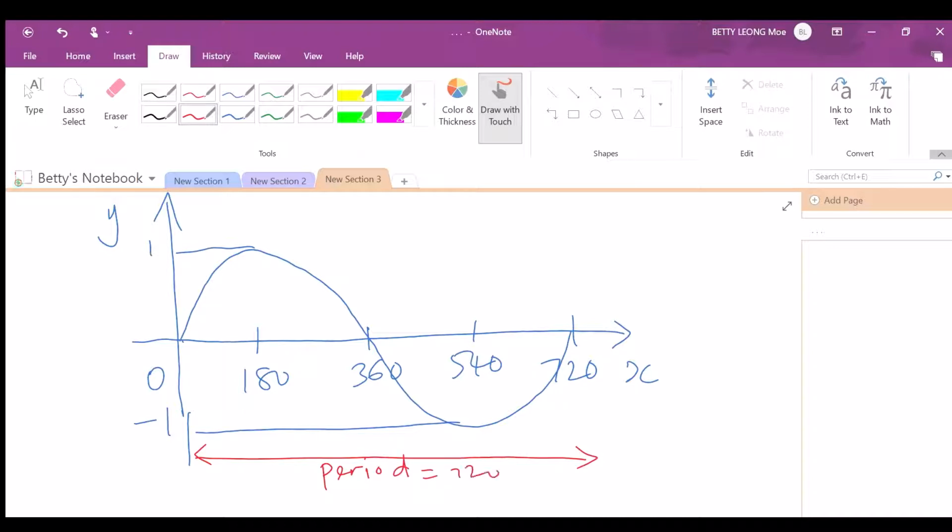So one complete cycle. What do you see of your cycle? The size, it expands. It expands when your b becomes less than 1. So when your b becomes more than 1, it will compress.